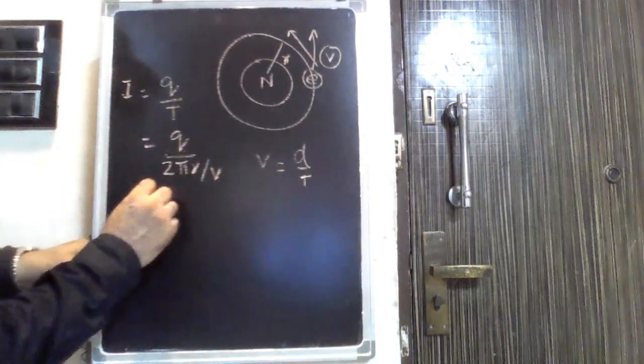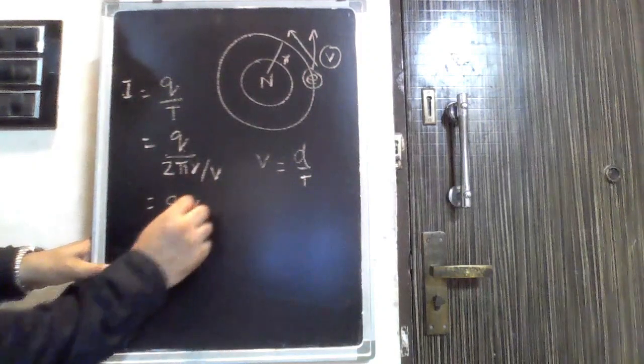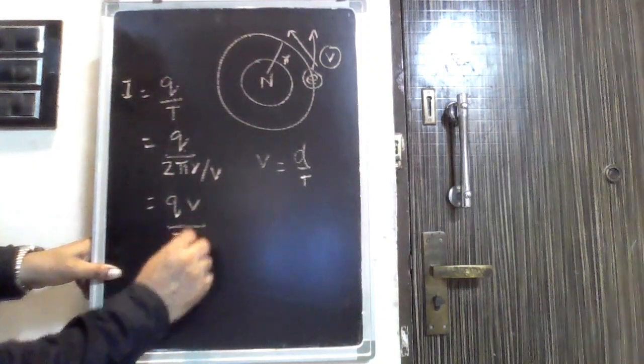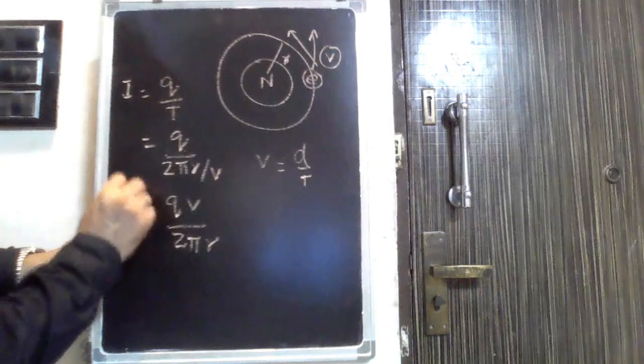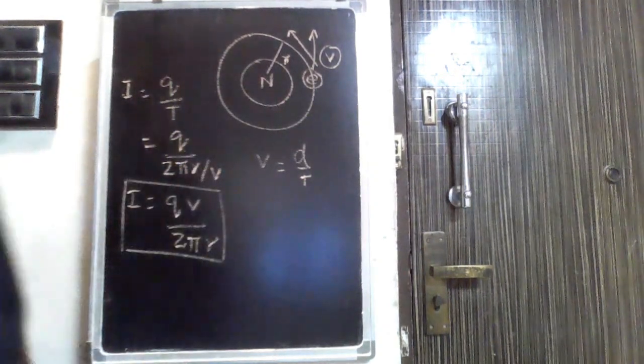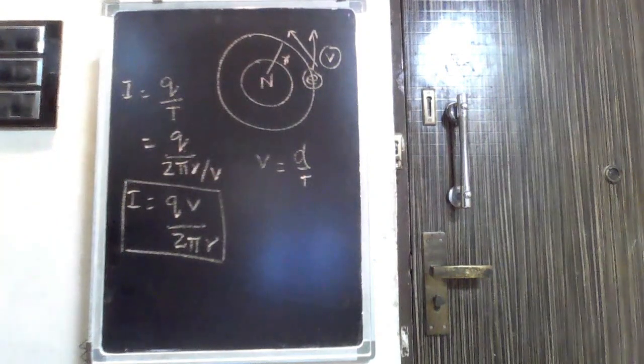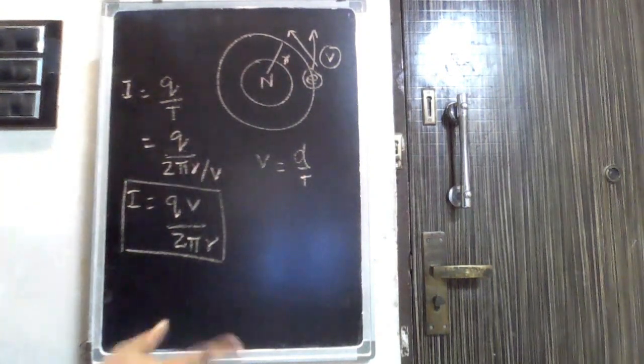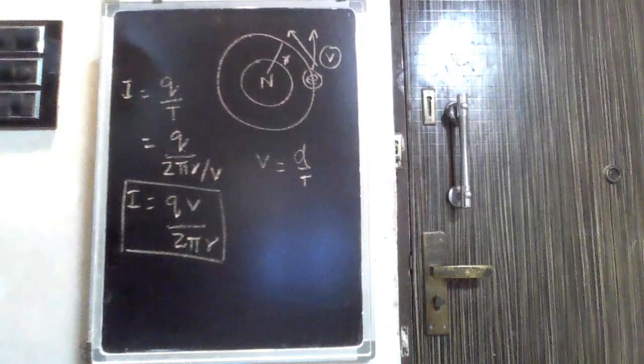So take this V up. So QV by 2 pi r. This is your current. So current can also be given with this formula, where I equals QV by 2 pi r. So these are different types of questions they can ask you. So if they give velocity, you can do that as well.